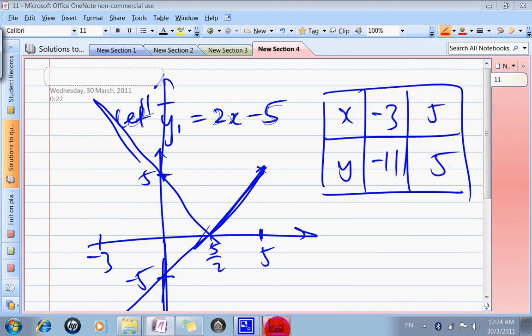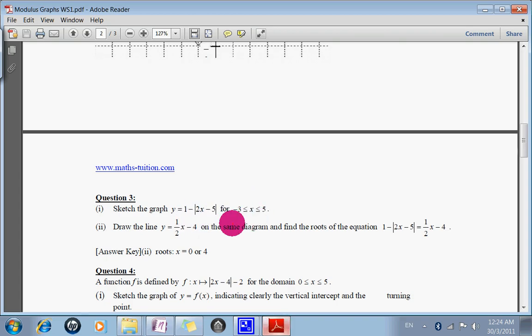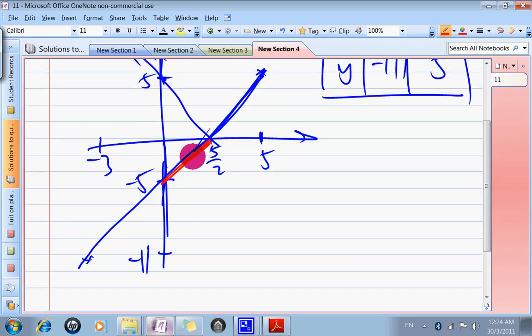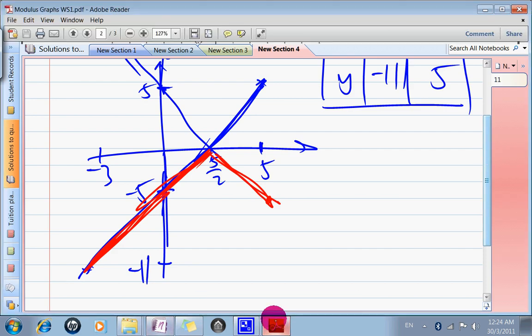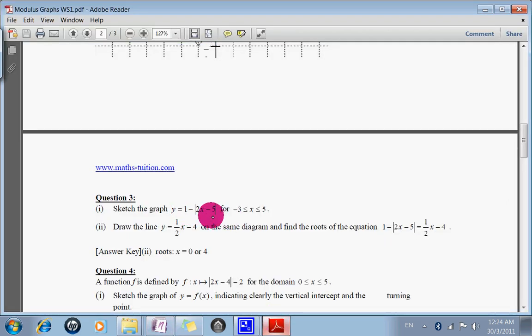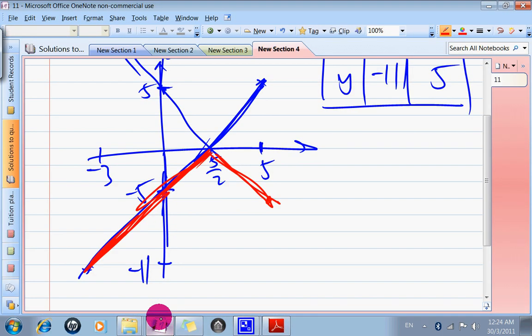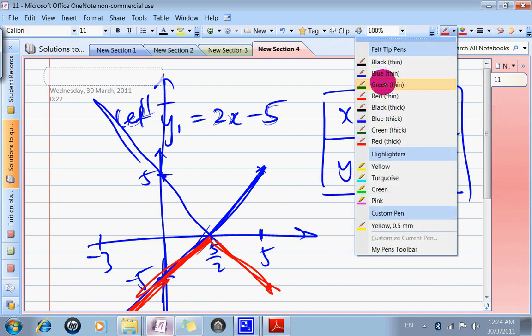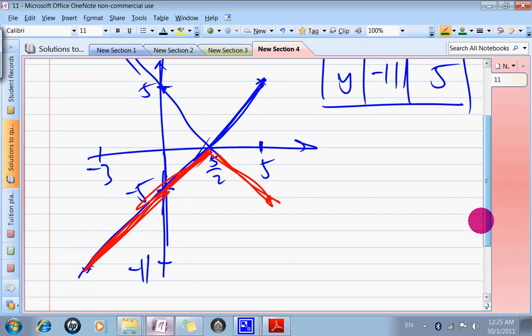But the question asks for negative modulus, so that means it's reflected down. So we're going to reflect it down, and besides reflecting, we're supposed to add 1 to it. So add 1 to it, so you shift it up by 1 unit. Let's use another color. We're going to shift the graph. So this is the graph of y equals negative modulus 2x minus 5.